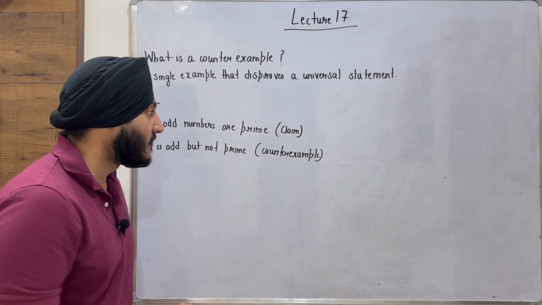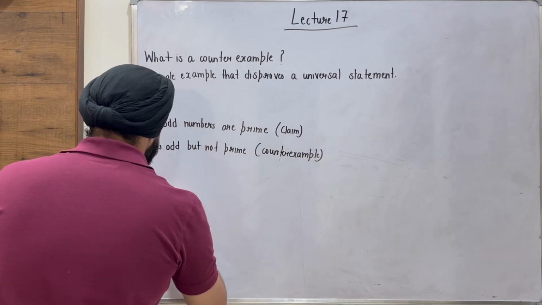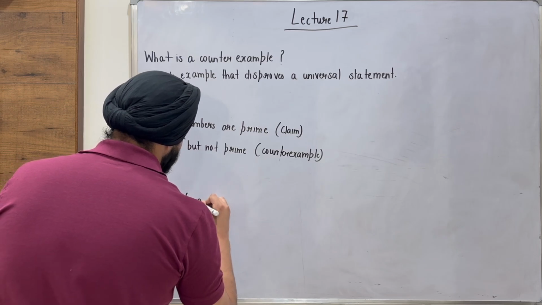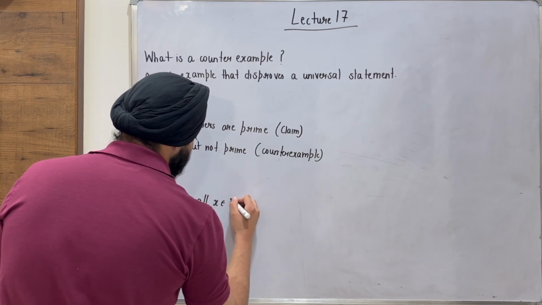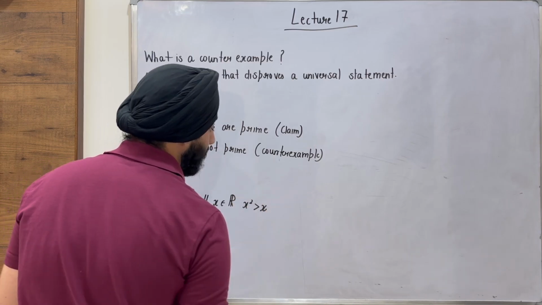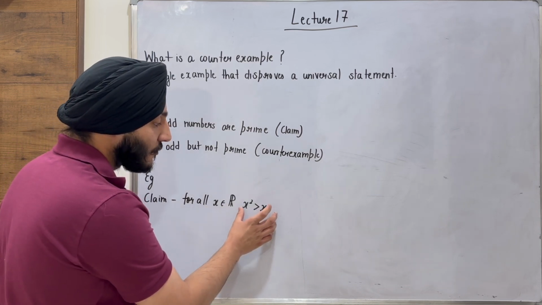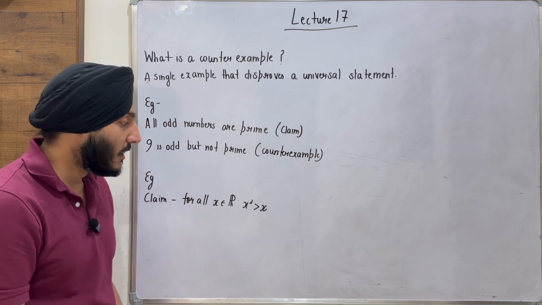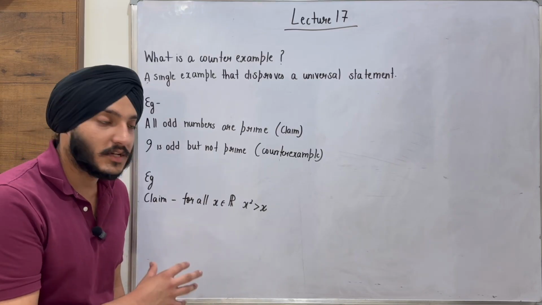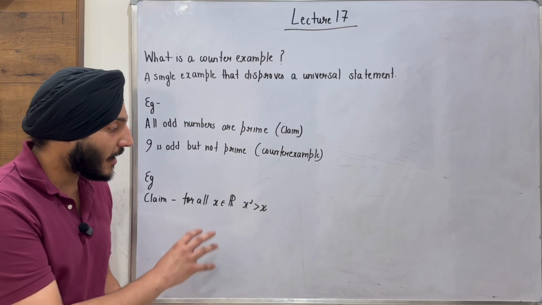Let's take a look at another example. So let's say I make the claim, for all x which are elements of the real numbers, x squared is greater than x. I'm making the claim that for all the real numbers, x squared has to be greater than the value x. So I want you to pause this video for some time and try to find a counterexample to this statement. So I hope you were able to find a counterexample.